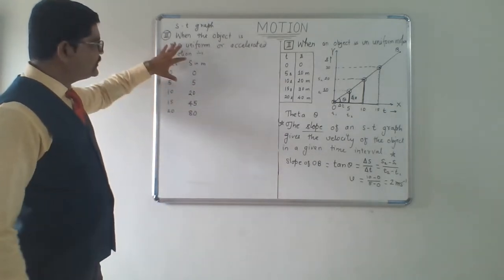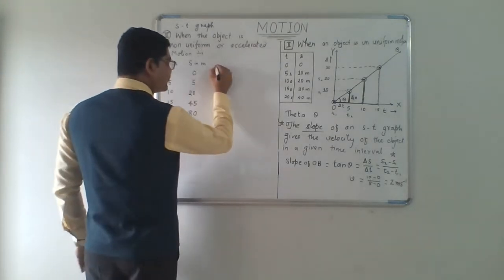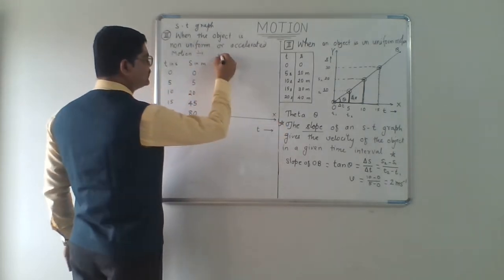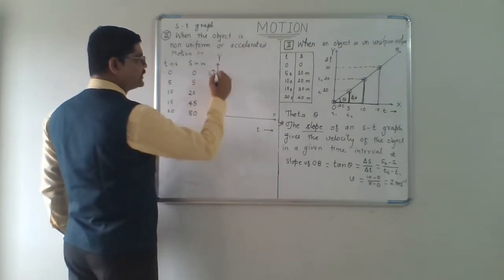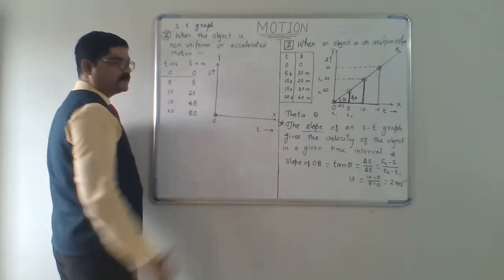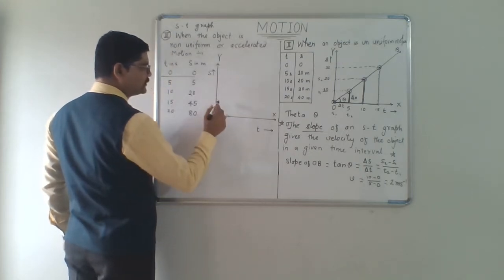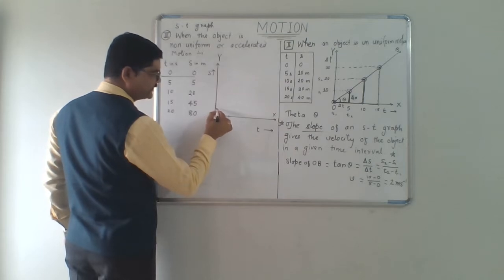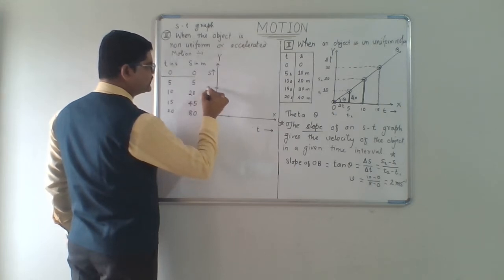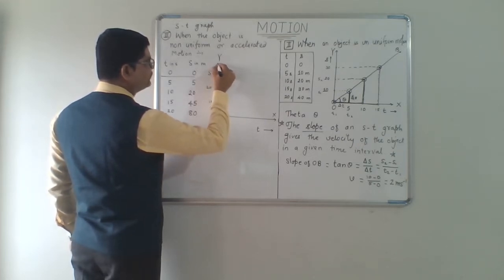So clearly the object is not in uniform motion. The object is covering different distances in different time intervals, and thus the graph between these two, time along the x-axis, displacement or distance covered along the y-axis, origin. When the first point will come here, since the object is starting from the origin. Second, 5. On a scale, on the graph paper we will take 5, 10, 15, 20, 25, 30, 35, 40 seconds.